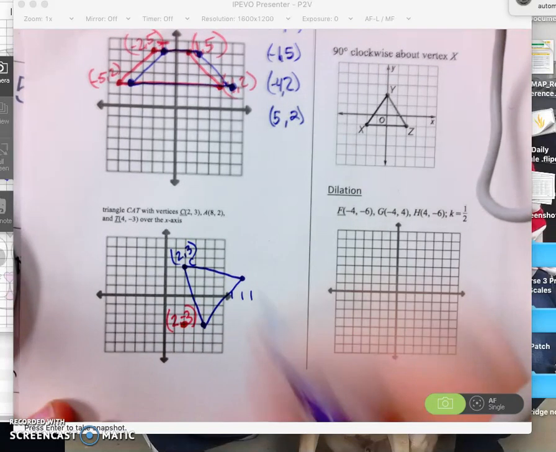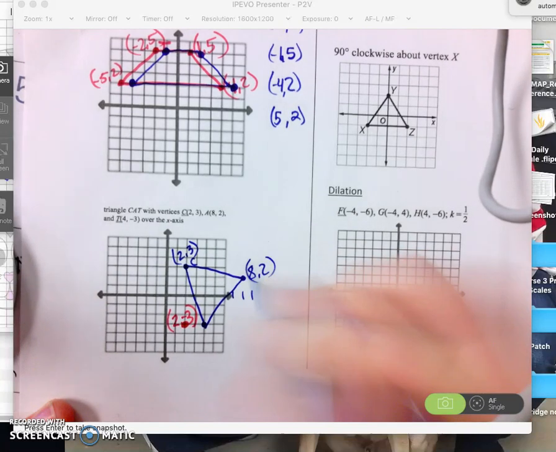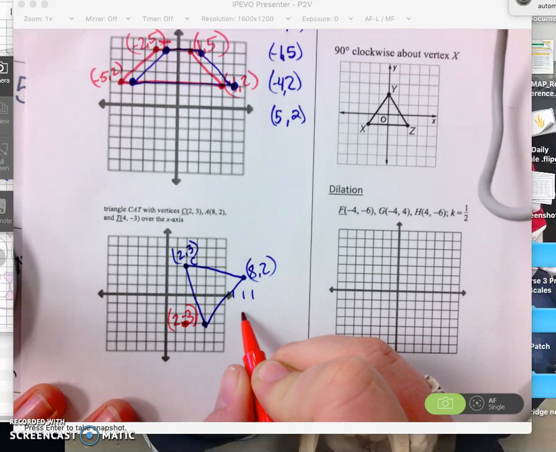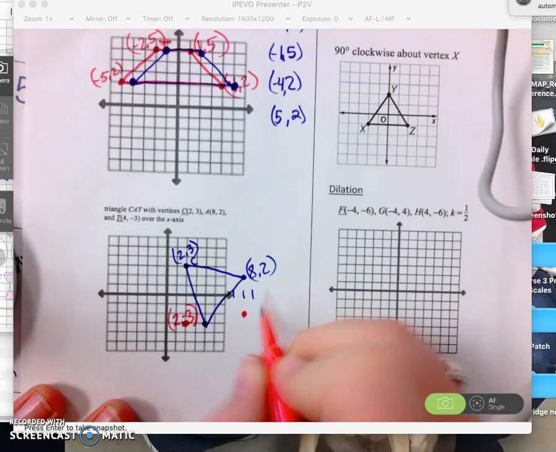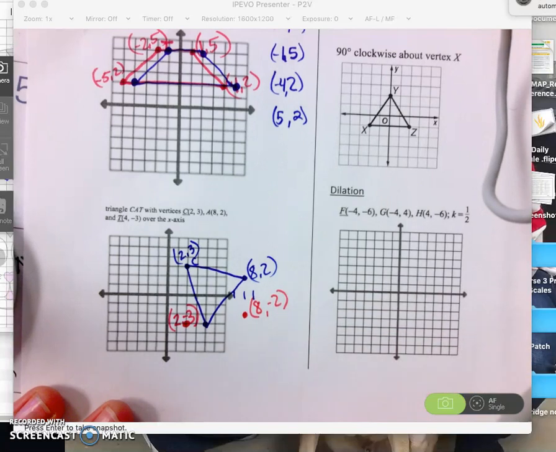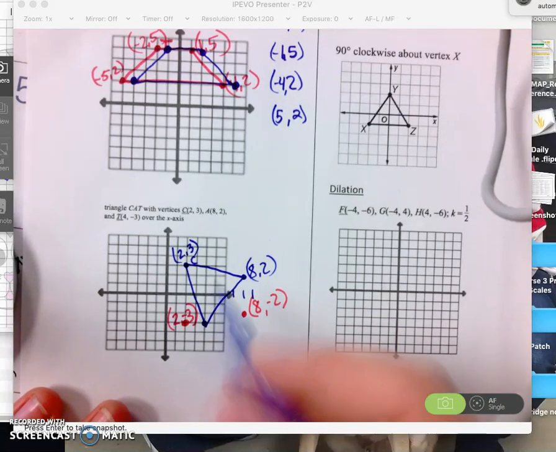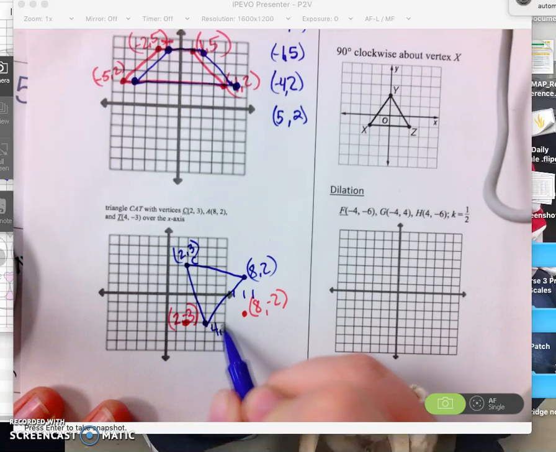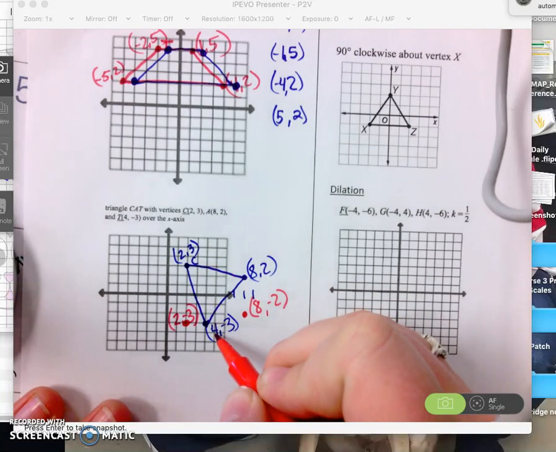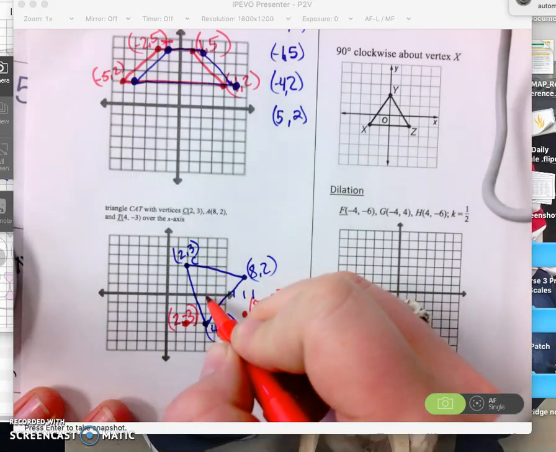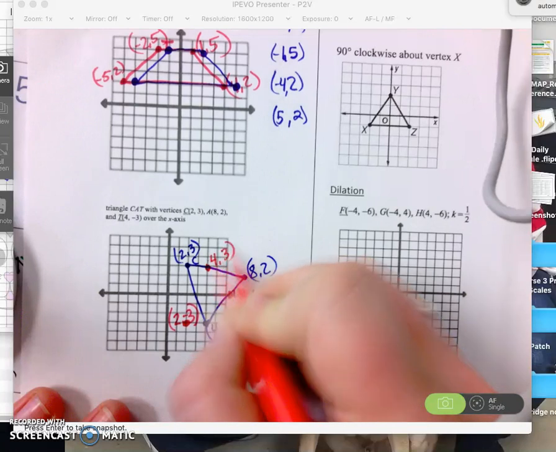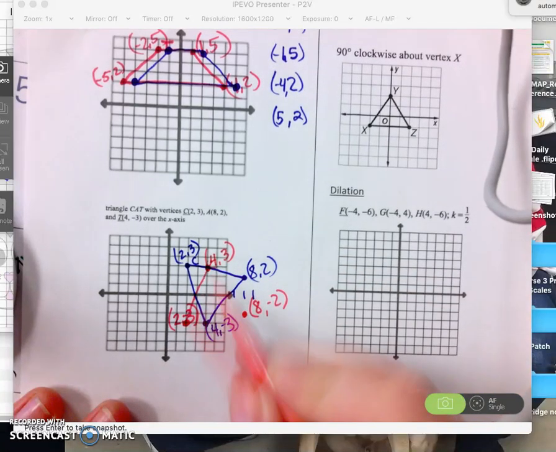Okay. And this point was 8, 2, so the 8 stays the same, and you make the opposite. So the x stays the same, the opposite of the y. And then my third point was 4, -3. So the 4 stays the same, and it's +3. And there's my new triangle.